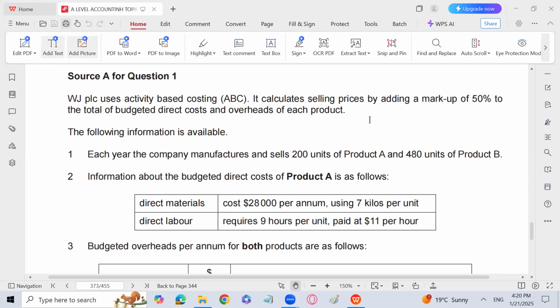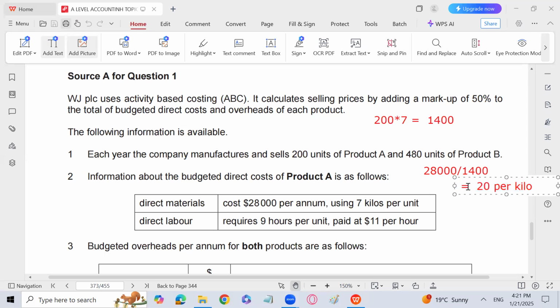I'll repeat again, no problem. Product A, we are basically selling 200 units and we are taking 7 kilos per unit. So total kilos for 200 units are 1400 kilos. And the cost of material is 28,000 divided by 1400 kilos. So the answer is going to be 20 per kilo. So 20 per kilo is basically the price per kilo, you can say like that. Direct material price per kilo is $20 per kilo.